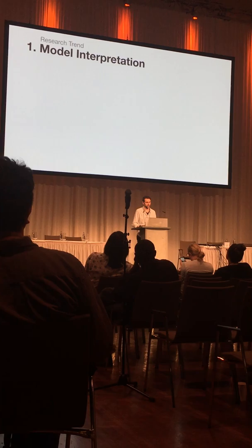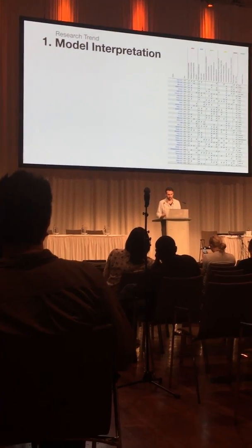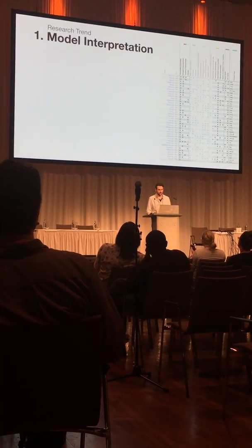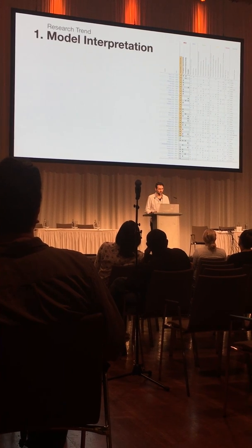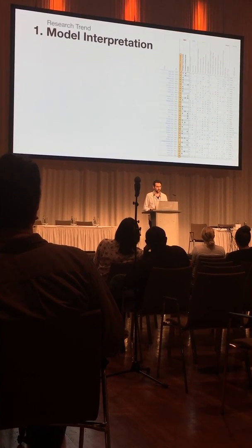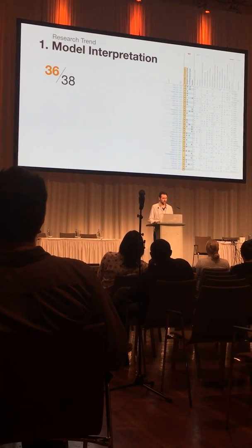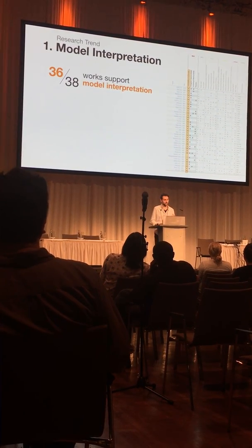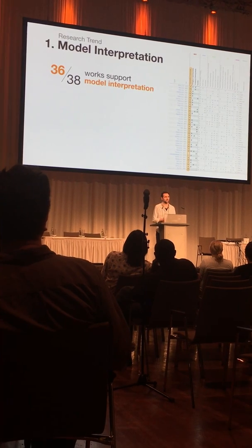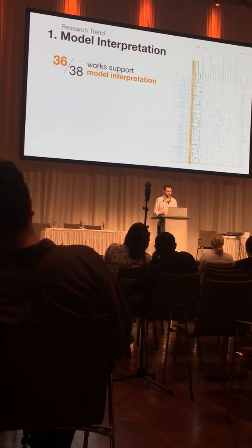So let's first start with model interpretation. So we're going to bring up our table here on the right. I want to focus in on that first column of why, and then one sub-column which deals with interpretability and explainability. And we see that of the 38 papers in this table, 36 of them support model interpretation. So that is an overwhelming majority of them.